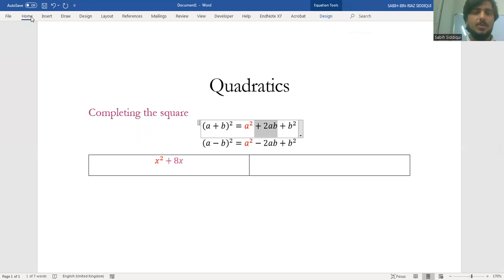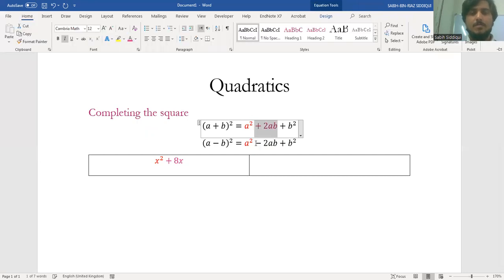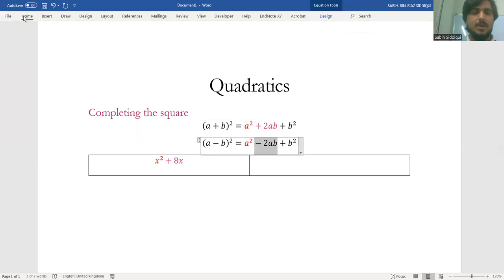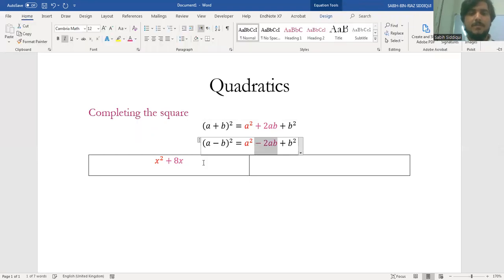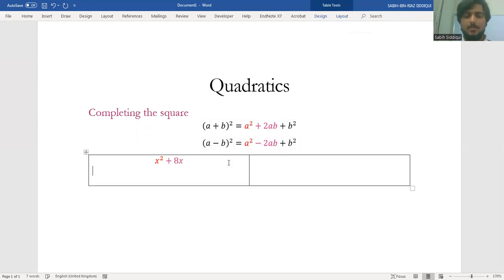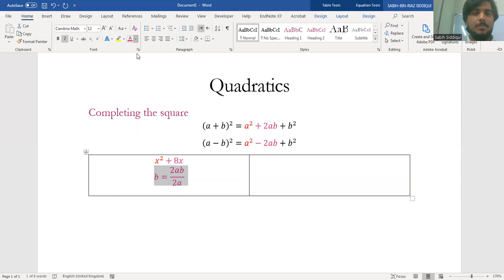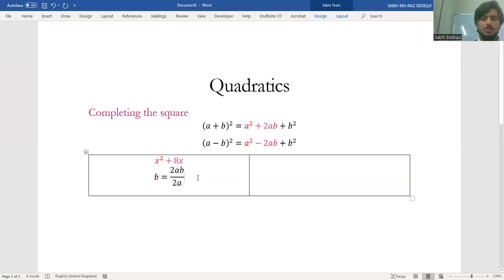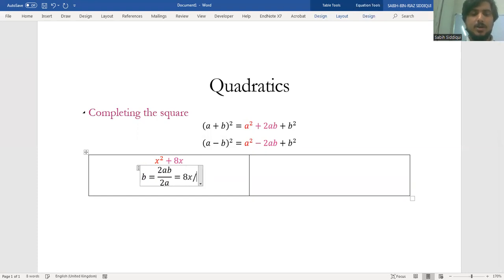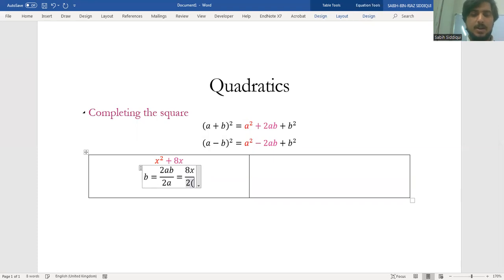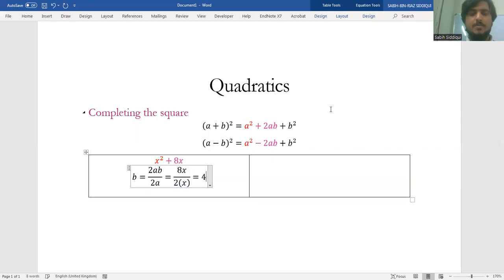Now, in order to complete the square, what do we need? We need a b so that we can add b square and complete the entire square. If I give you a square and 2ab, you can find your b by simply taking the 2ab term and dividing it by 2a, and you'll end up getting b. So this is how we'll find our b. What is the 2ab term in this particular example? It's 8x. We are not considering the sign at the moment. We divide by 2, and a is technically x. So our b will be 4.